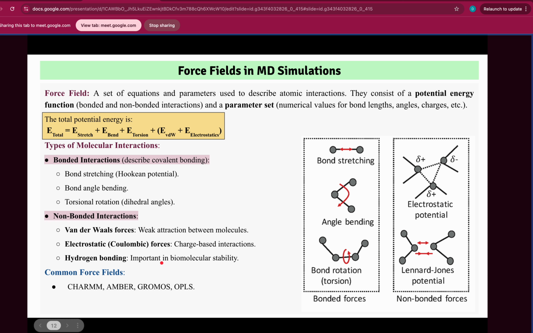These are also non-bonded interactions. No direct covalent bond is formed, but these are also important. And different common force fields are CHARMM, AMBER, GROMOS, and OPLS. So this is about different force fields.